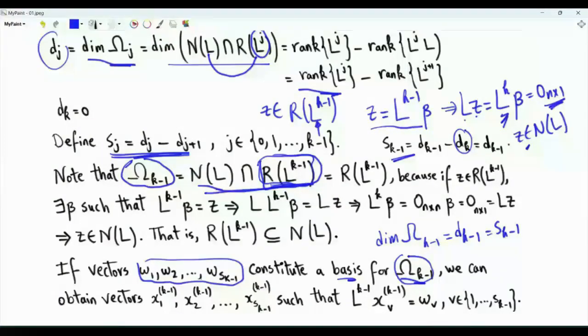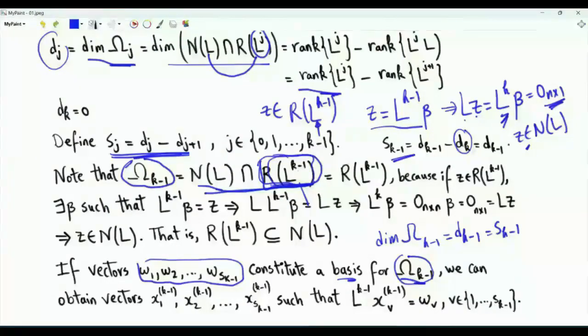In this video, I will not focus on how actually those vectors are obtained. Those are a basis for the range of L to the k minus 1. So at least in theory, we can obtain them via the Gaussian elimination. These can be the basic columns obtained via putting the matrix L to the k minus 1 in the row echelon form.